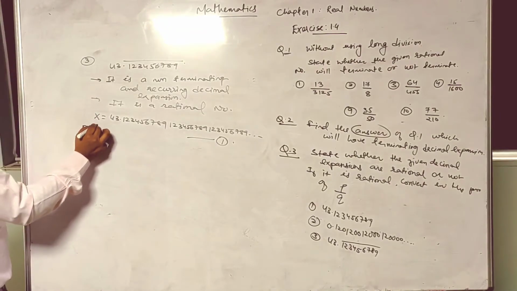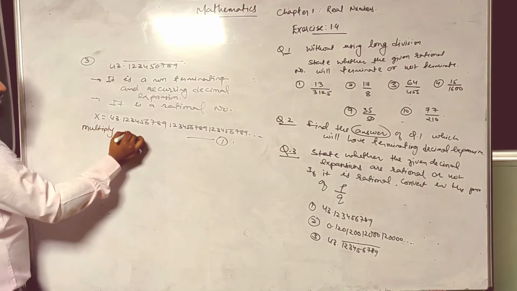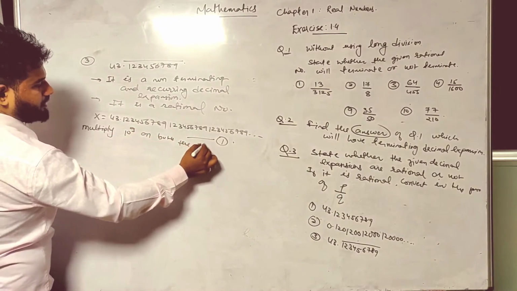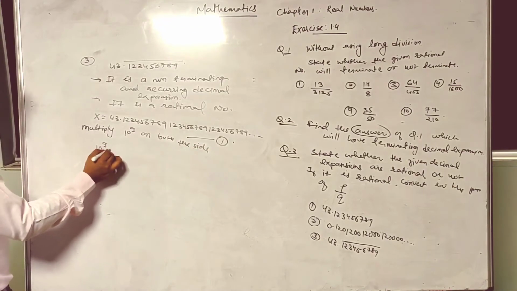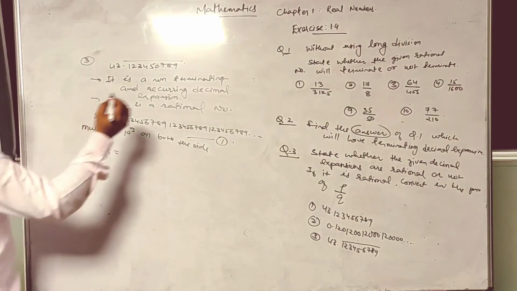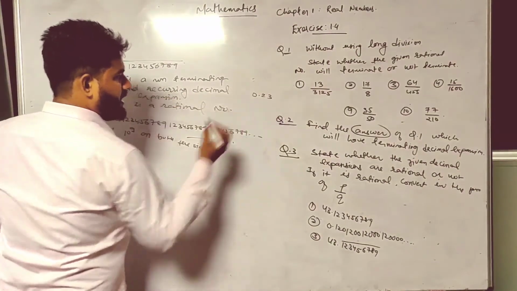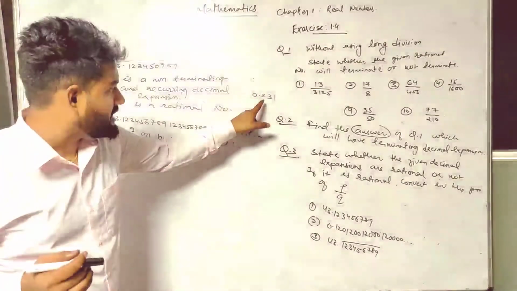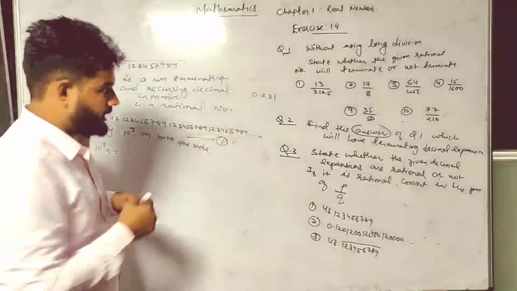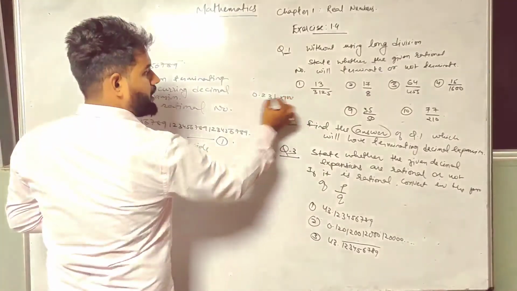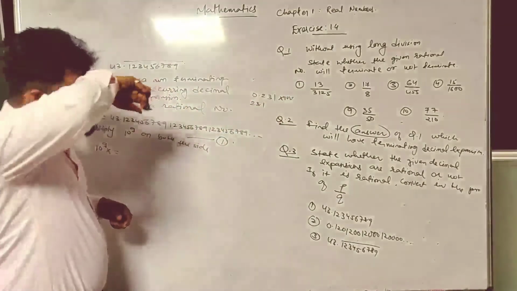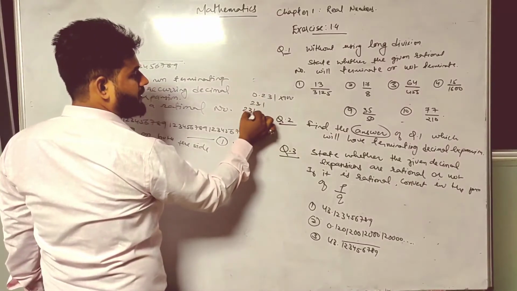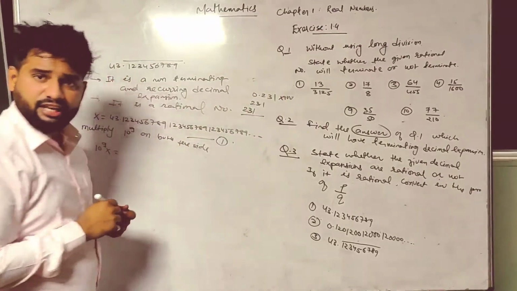So multiply 10 to the power of 9 on both sides. So this will become 10 to the power of 9x. You know that if 0.231 is there and you multiply by 100, the decimal will shift after two digits, so it will give you 23.1, right? If you multiply by 1000, this will become 231. The decimal will shift after 3 digits.